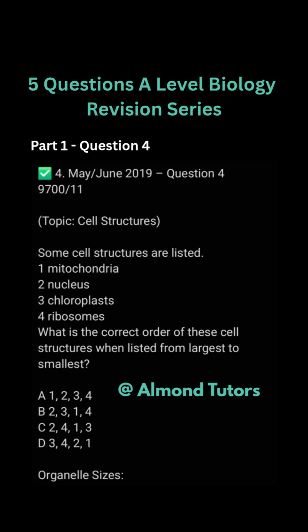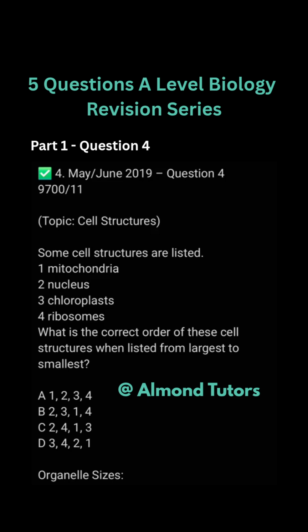I'll pick the question from May-June 2019. Question 4, and we are still on the topic cell structure. So here goes the question. Some cell structures are listed: mitochondria, nucleus, chloroplast, and the ribosome. The question is, what is the correct order of these cell structures when listed from the largest to the smallest? So you have to remember, you're doing it from the largest to the smallest.